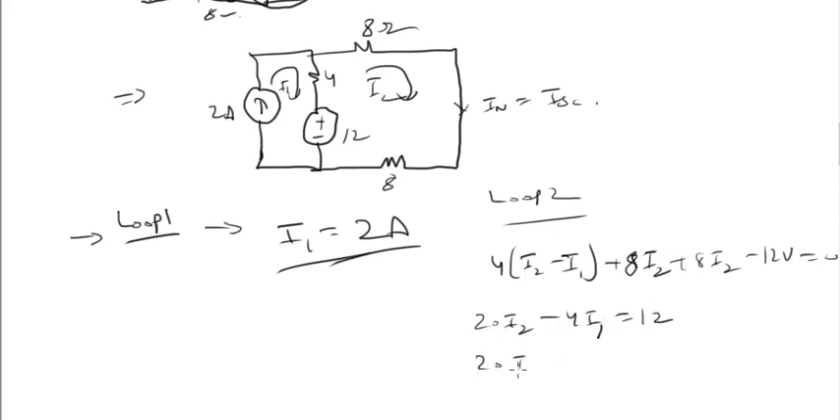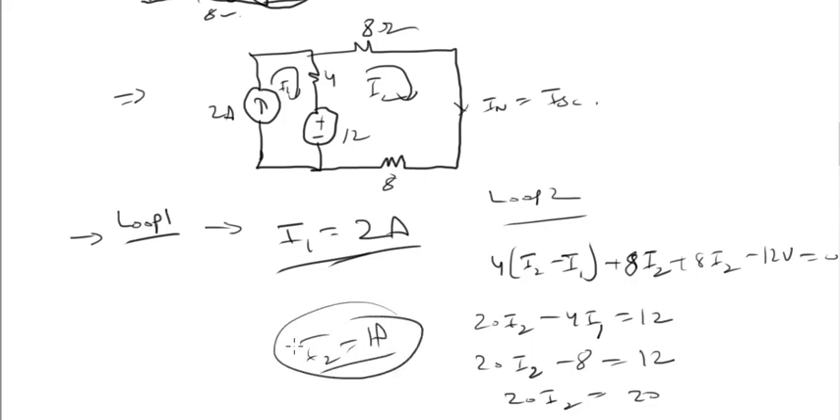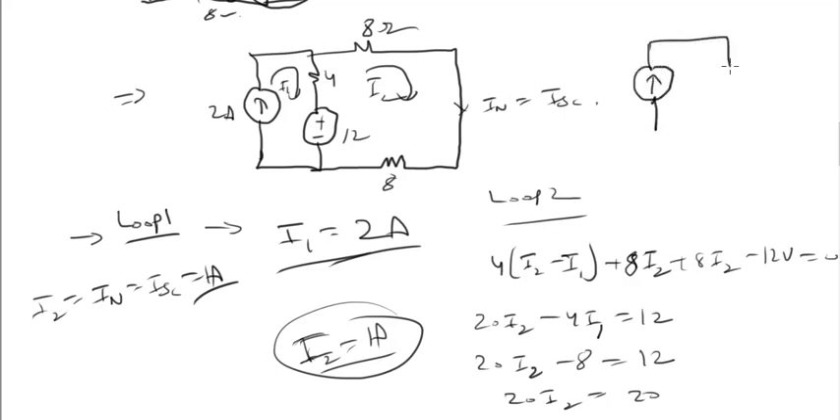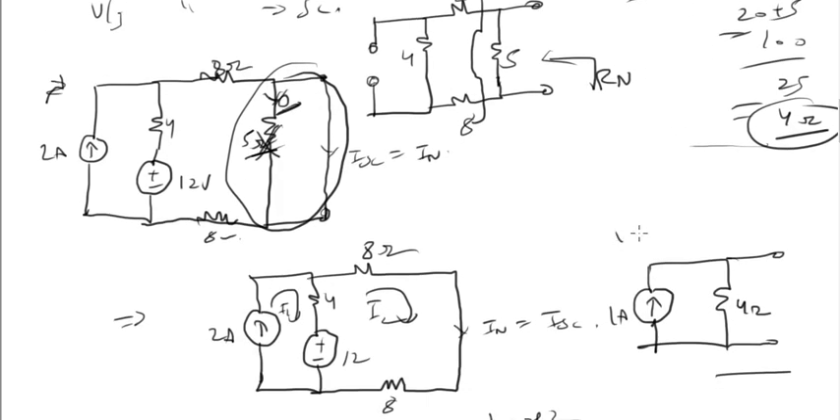Okay, 20 I2, I1 is equal to 2 ampere, this will be equal to 8 and this will be equal to 12. So 20 I2 is equal to 12 plus 8, 20. So I2 will be 1 ampere. I2 is here equal to IN, Norton current or short circuit current, which is equal to 1 ampere. Now if we draw the Norton equivalent circuit, then a 1 ampere current source is connected in parallel with the Norton resistance of 4 ohm.